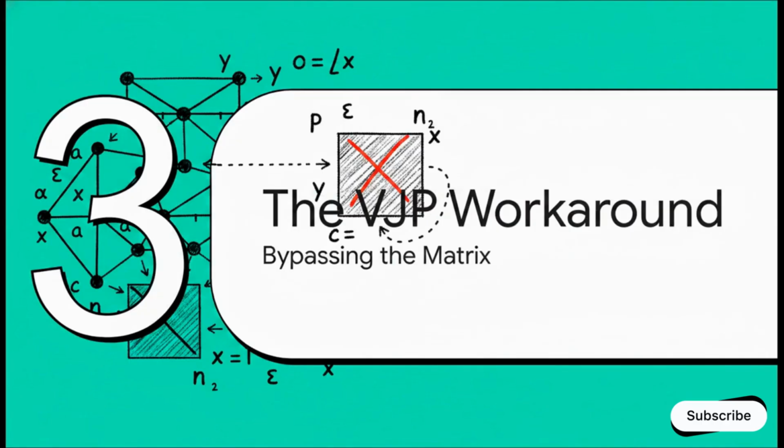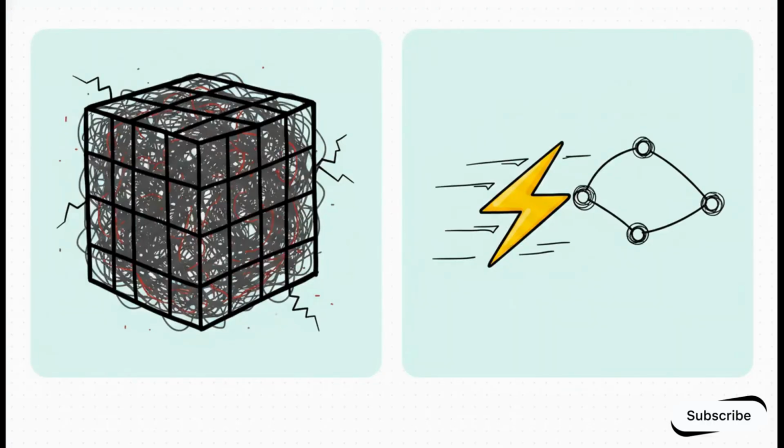Section 3, the VGP workaround. This is where the absolute miracle of reverse mode automatic differentiation, what we call backpropagation, comes in. We don't actually need that massive explicit Jacobian. Because we're ultimately mapping millions of parameters to just one scalar loss value, we really only care about how that specific scalar loss changes. We can use the Vector-Jacobian Product, or VJP, to get the gradient for all inputs simultaneously in just one O(1) backward pass.